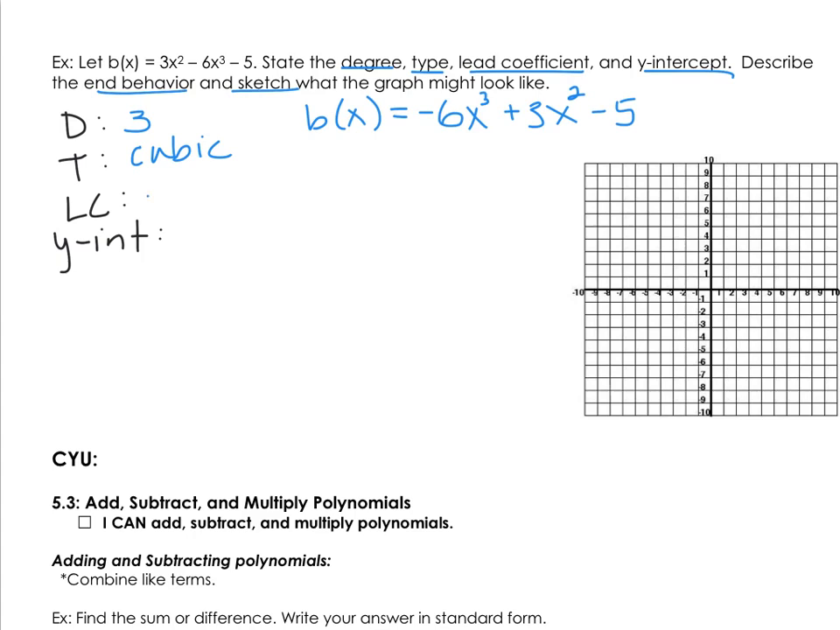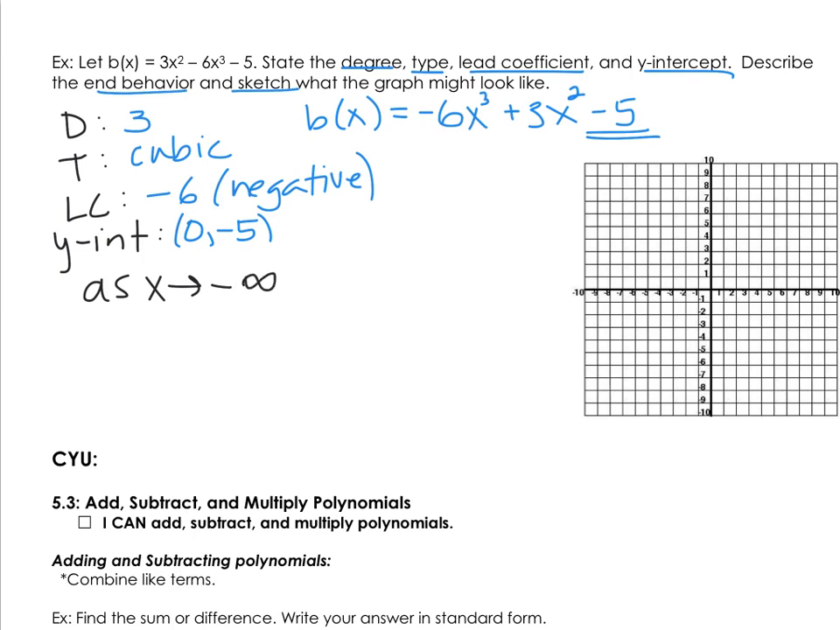The lead coefficient is -6, so the negative part is going to be what's particular for us as we describe end behavior. Our y-intercept is that constant at the end, (0, -5). Again, as we think about the end behavior, this is an odd function because the degree is 3 with a negative lead coefficient. So as x goes towards -infinity, what does our function do? Look back on the other page and decide, based on an odd function with a negative lead coefficient, our graph would actually go towards positive infinity.